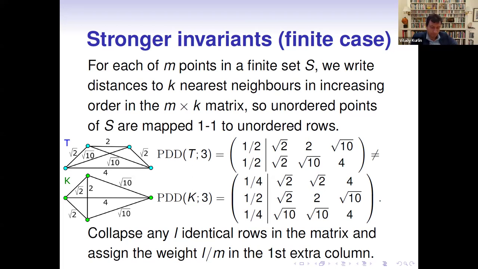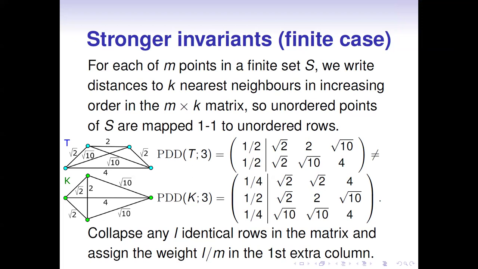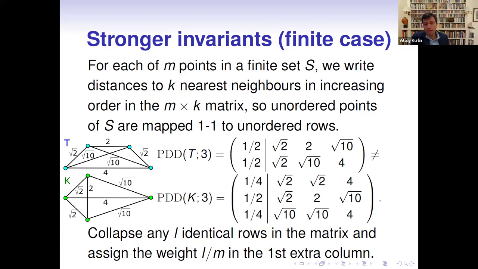Yes, Moris, your question? I was wondering whether the number of rows is in fact equal to the number of atoms in the asymmetric unit, because obviously atoms that belong to the same orbit will have the same set of distances. Yes, you're absolutely right. So for real crystals, of course, we actually use only the asymmetric unit and Wyckoff positions to understand how to correctly compute the weights. But you're absolutely right. The maximum number of rows for a periodic crystal will be the size of an asymmetric unit.